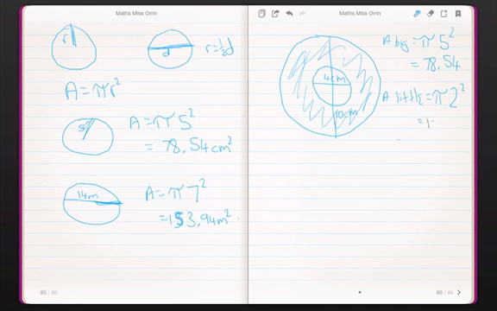is 12.57. Okay? Now, to find the area of the shaded part, you just minus one from the other. So it's going to be 78.54 minus 12.57. I've copied the wrong thing. So the answer is 65.97 centimeters squared. Okay? So if you've got a question like this, just find out the two bits separately and then minus one from the other.